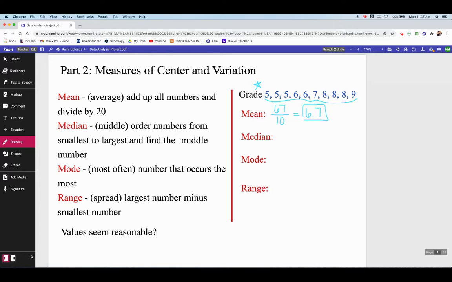Then I would look at my grade data and find the median. The median is going to be the middle number. If you have it listed from smallest to largest, which I do here, you would have to write yours down that way, and then you're going to try to find the middle. You could cross out the 5, cross out these 2, cross out these 2, cross out these 2, and then cross out these 2. So your middle is in between 6 and 7.